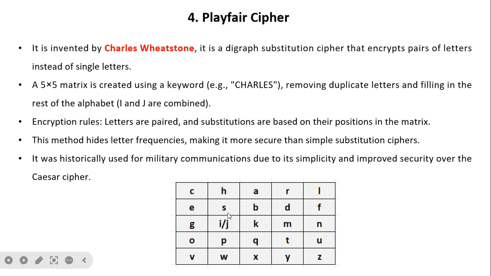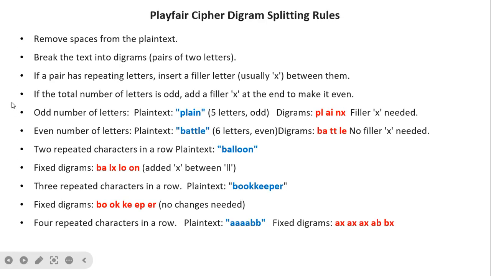After this we will fill in the remaining alphabet. Now A is already covered, so B. C is already covered, D. E is already covered, F. G. H is already covered, I, J. K. L is covered, M, N. In this way we fill the matrix. So for example, if the keyword is cipher, then we can use here CIPHER and we will fill the remaining alphabets.